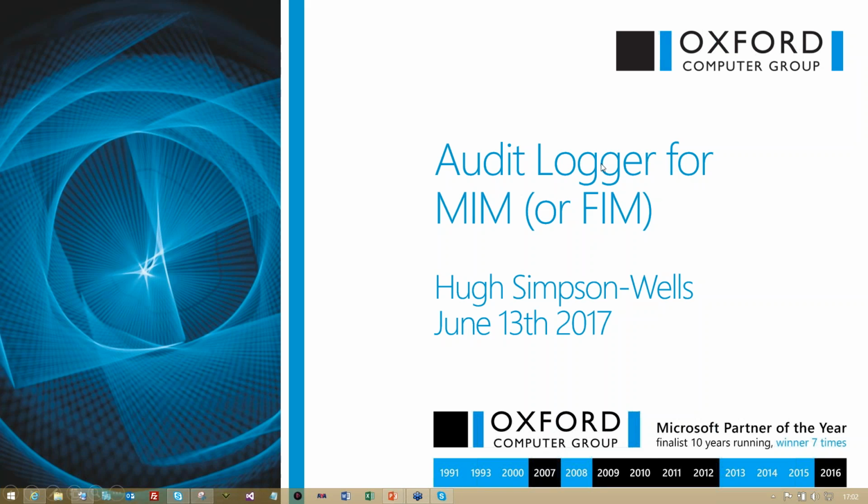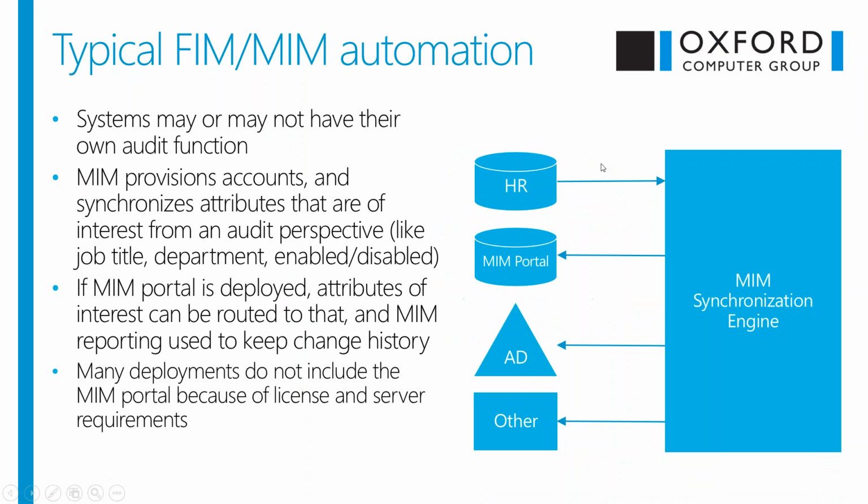So let me tell you a little bit about what we're talking about here. Let's look at a typical situation where FIM or MIM, either, it doesn't matter, is automating synchronization. So we've got an HR system, typically authoritative for a lot of data, providing information to a number of other systems. Active Directory is usually there. There may be some other system like a security system or an SAP, ERM type system. The MIM portal may be part of it, but that's part of my argument here. So let's get into that.